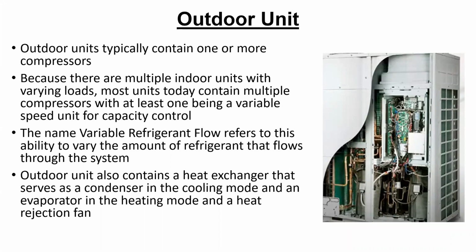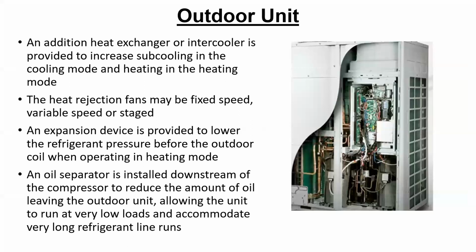The outdoor unit also contains a heat exchanger that serves as a condenser in the cooling mode and an evaporator in the heating mode. An additional heat exchanger or intercooler is provided to increase subcooling in the cooling mode and heating in the heating mode. The fan may be fixed speed or variable speed on the heat rejection side. Expansion devices are provided to lower the refrigerant pressure before the outdoor coil when operating in the heating mode, and there might be an oil separator as well.